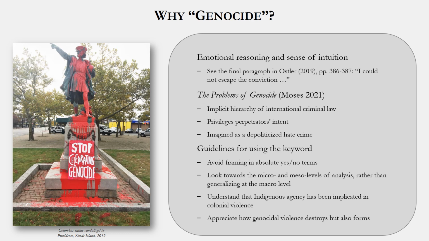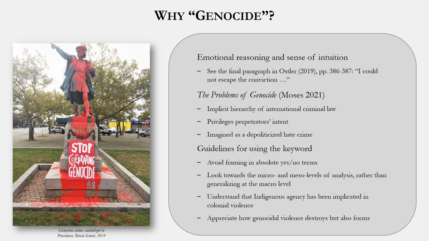Now, I can talk a lot more about the problems of genocide on the discussion forum, but I'd rather us focus on this working set of guidelines for using this highly contested keyword. First, following Osler, avoid framing the issue in terms of an absolute yes versus absolute no, without any nuance or gray zone in between. The question isn't whether or not there's been a single, massive, 500 plus year ongoing genocide across the entire continent. No, instead, our analyses have to be more localized.